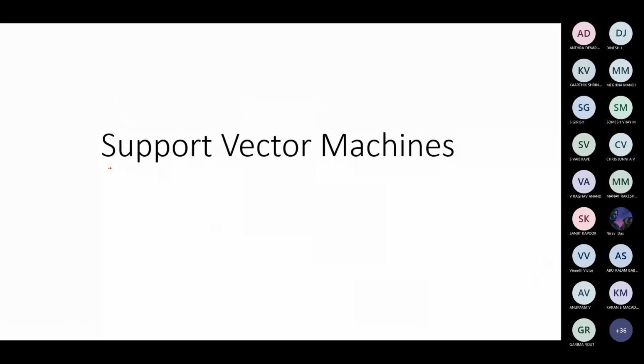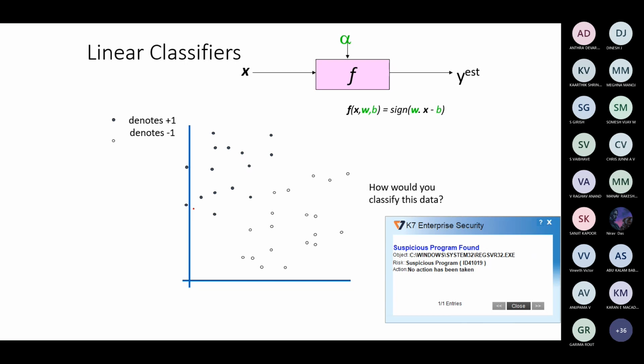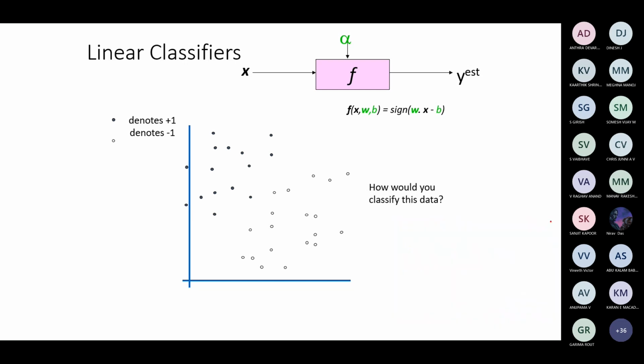So in today's class, we'll be seeing the concept called support vector machines. A support vector machine is basically a supervised learning algorithm. It can be used for regression or classification, but mainly it is used for classification problems. Now consider this is class 1, this is class 2.